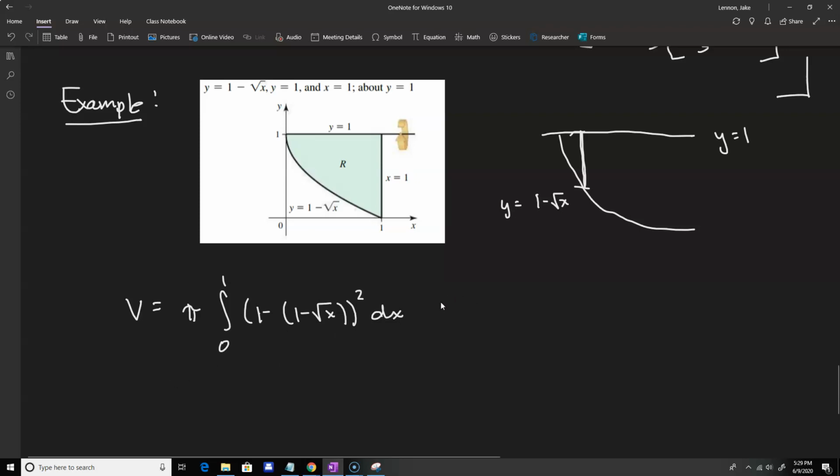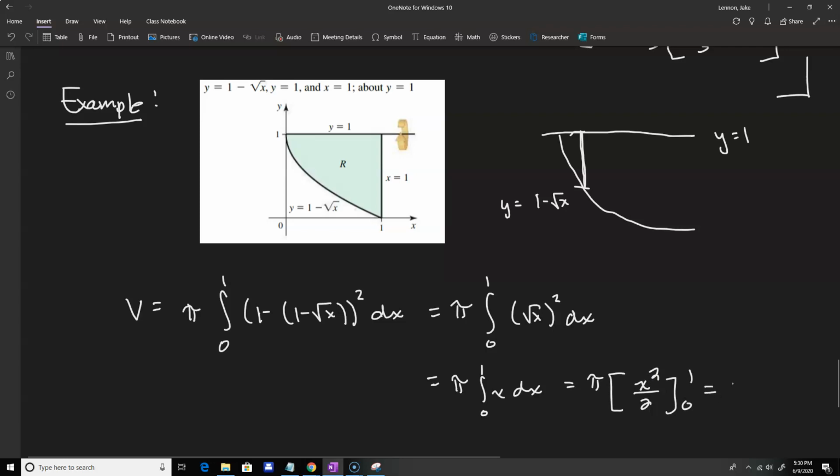So this will simplify to pi times the integral from 0 to 1. When you distribute, you get 1 minus 1, so those cancel, and then plus square root of x. So we've really just got the square root of x quantity squared dx, which is just pi times the integral from 0 to 1 of x dx, which is the simplest of integrals to compute, right? We just have pi times the integral of x squared over 2 from 0 to 1, and so our answer here is just pi over 2.